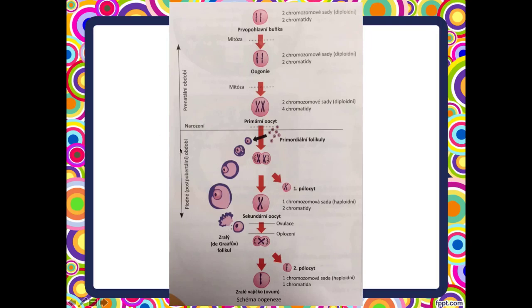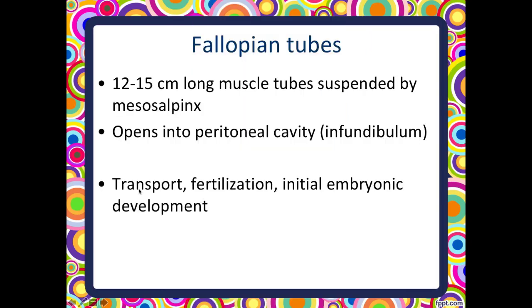So that's the relation between the maturation of the oocyte and development of follicles. It's important to distinguish between these two. Okay, let's proceed.